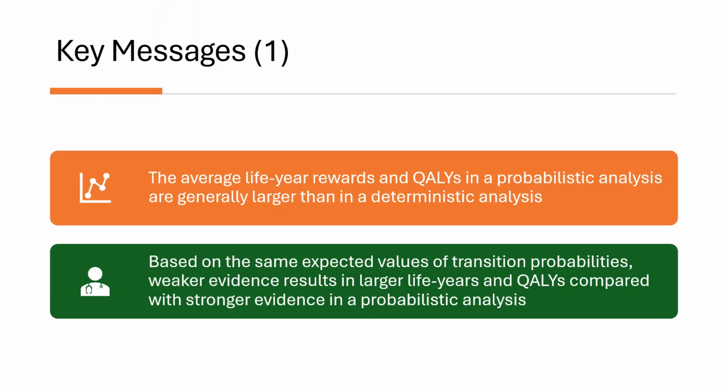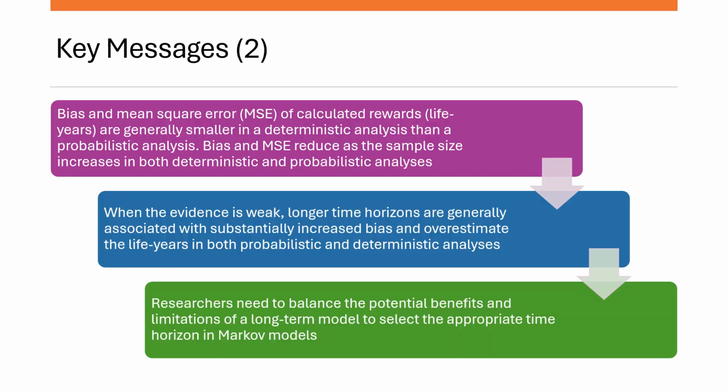The average life year rewards and QALYs in a probabilistic analysis are generally larger than in a deterministic analysis. Based on the same expected values of transition probabilities, weaker evidence results in larger life years and QALYs compared with stronger evidence in a probabilistic analysis. Bias and mean square error of calculated rewards, life years, are generally smaller in a deterministic analysis than a probabilistic analysis. Bias and mean square error reduce as the sample size increases in both deterministic and probabilistic analyses.